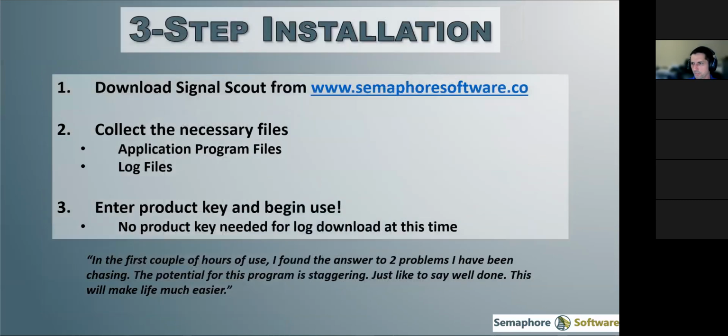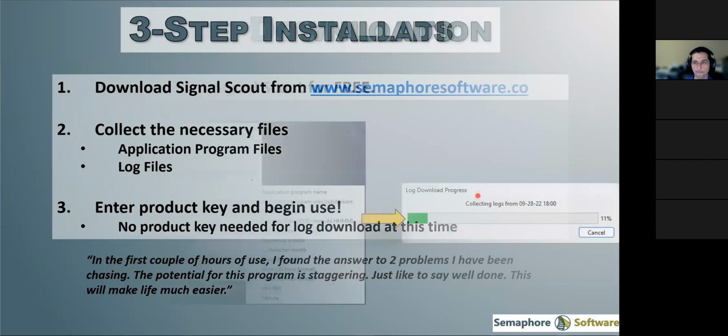I think we're almost to the end. Oh, there's a couple more things. In order to install Signal Scout, it's available on our website. The main thing for getting set up is collecting the necessary application program files. Once you've done that, we'll provide you with a product key and you can begin use.